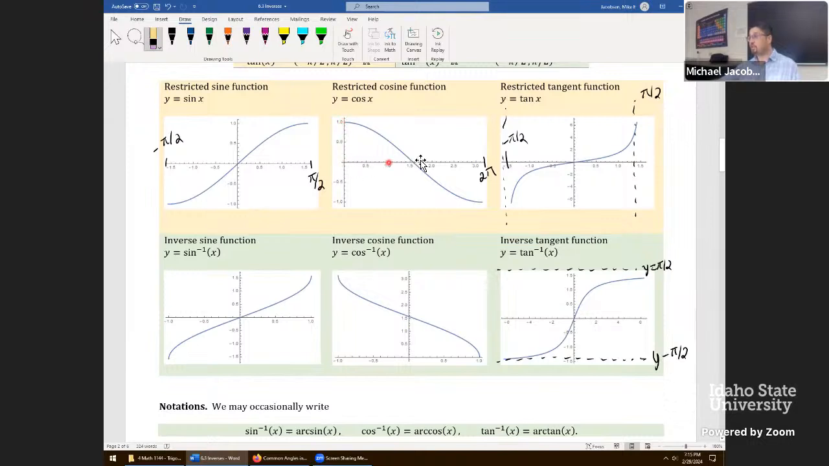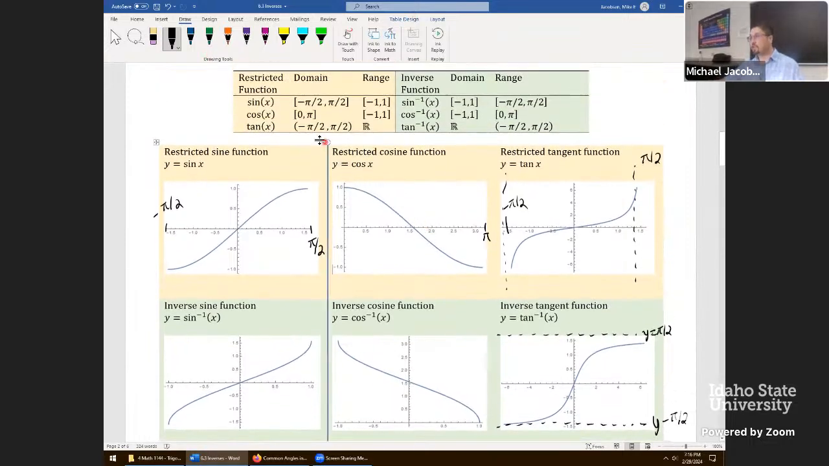That range goes from 0 to 2 pi, or that is a typo right there. That goes from 0 to pi, not 2 pi. Let me fix that. The range goes from 0 to pi right here. So when we look at the restricted function for cosine, that's why you have a 0 to pi for the domain. It goes from -1 to +1, so that's the range.